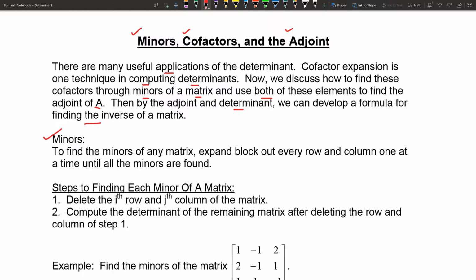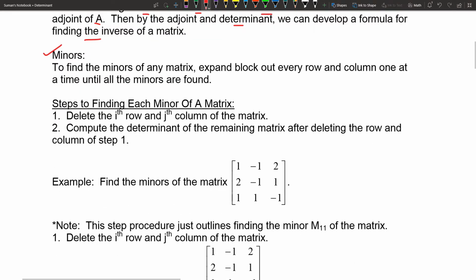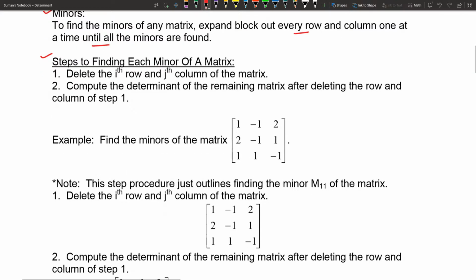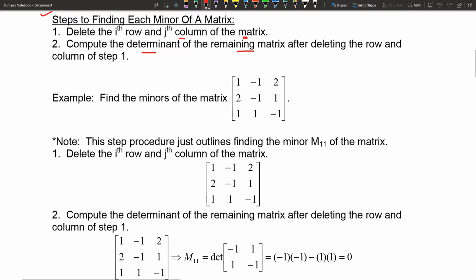To find the minors of any matrix, block out every row and column one at a time until all the minors are found. How? The steps to finding each minor of a matrix: delete the ith row and jth column of the matrix. Then compute the determinant of the remaining matrix after deleting the row and column of step 1. Let us check how to find the minor of a matrix with an example.